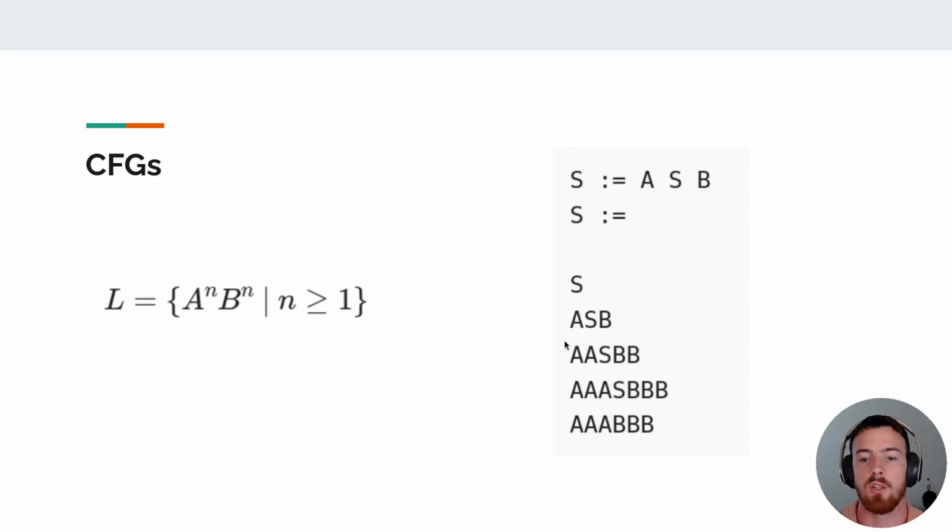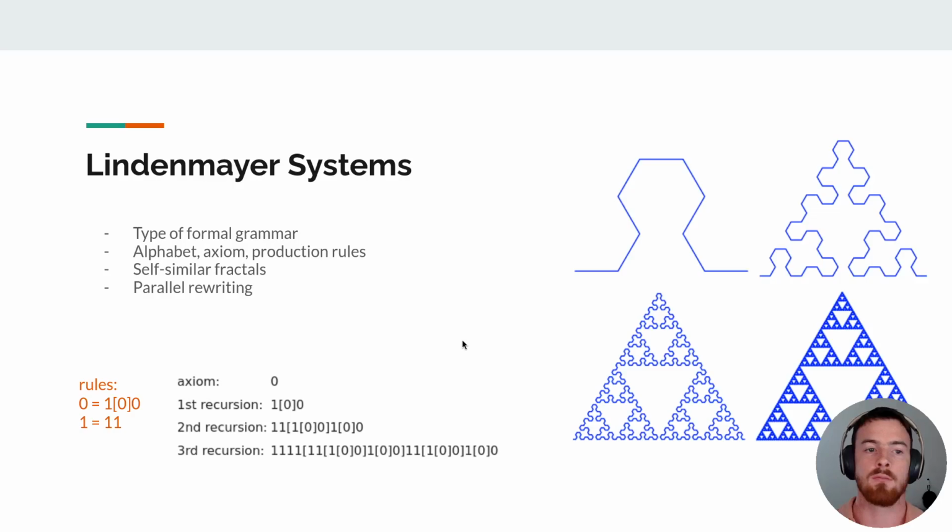And if you use the first production rule a couple more times, you end up with this longer string. And if you use the second production rule, then you get these three A's, three B's. And you can use this, for example, to recognize languages like on the left, where you have a number of A's followed by the same number of B's. I'll get into why that's important later.